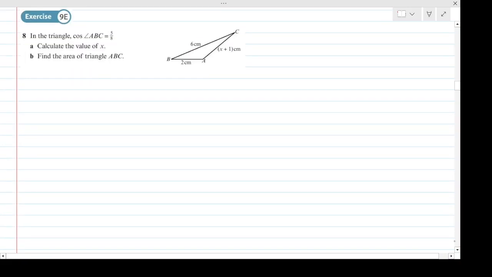So we are told in this triangle, cosine of the angle ABC. So the angle is at B because B is the middle here. I'll mark the angle there. And so the cos of the angle is 5/8. Calculate the value of x. So first of all, you're probably thinking, why have they not just told me the angle? If I call this theta, I'm basically saying cos theta is 5/8, but they've not told me exactly what theta is.